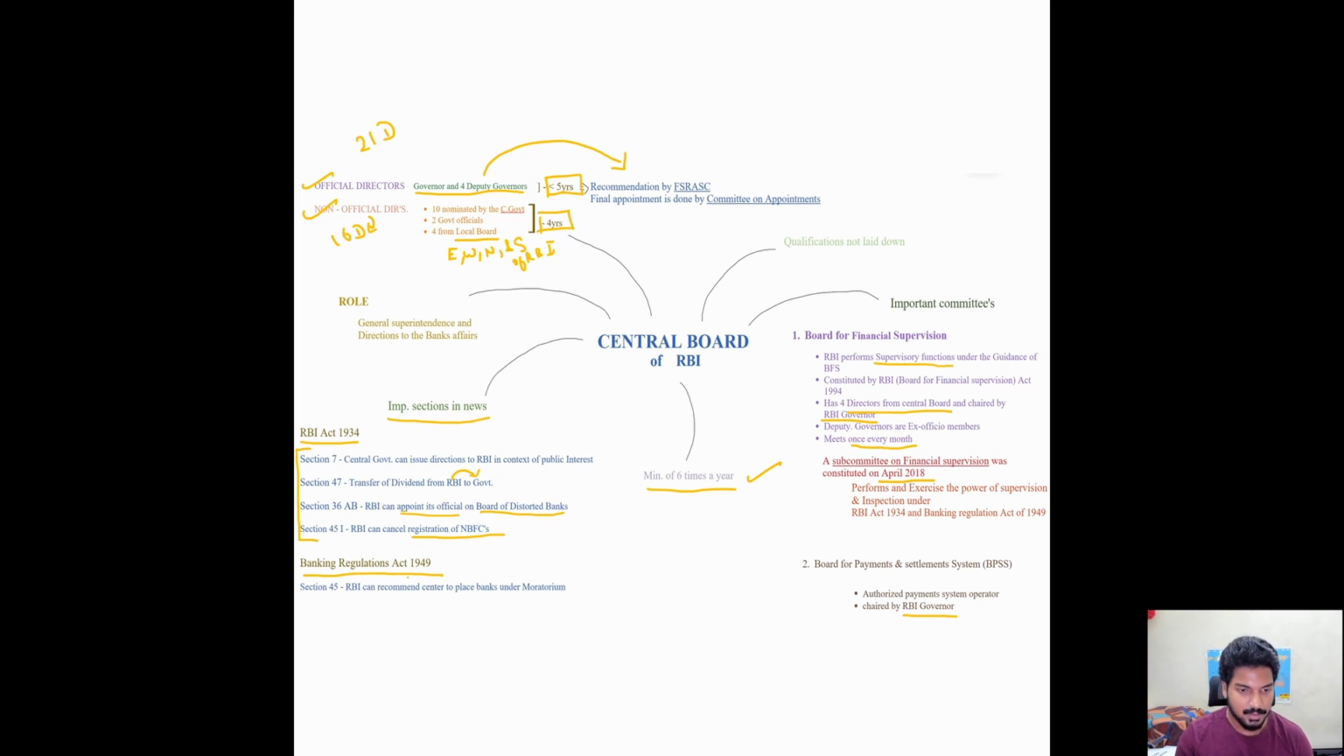Then let us look into the Banking Regulation Act of 1949. Section 45 says that RBI can recommend to the Centre to place banks under moratorium. So these are the important things that we have to know about the Central Board of RBI.